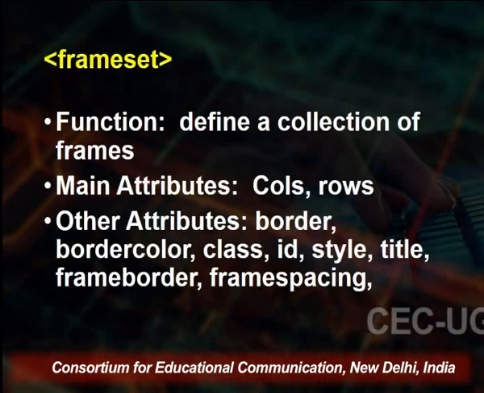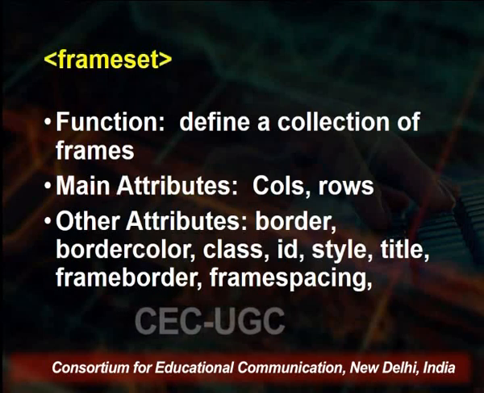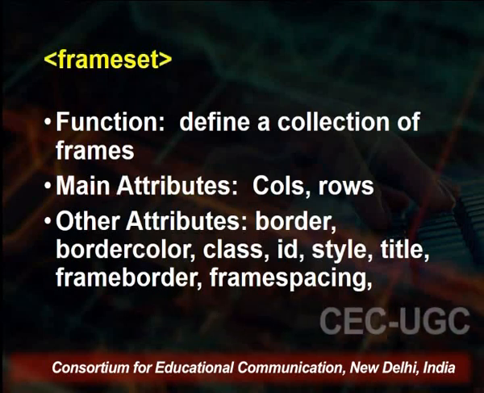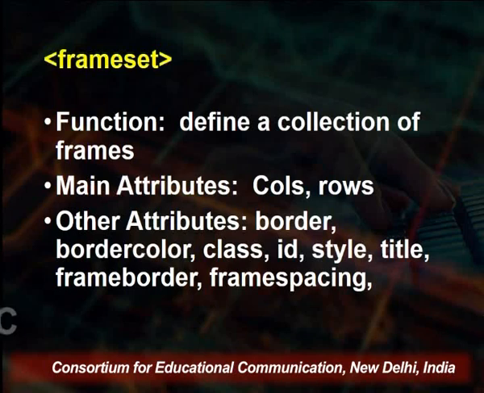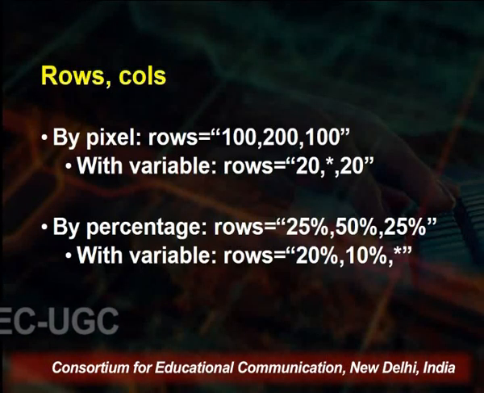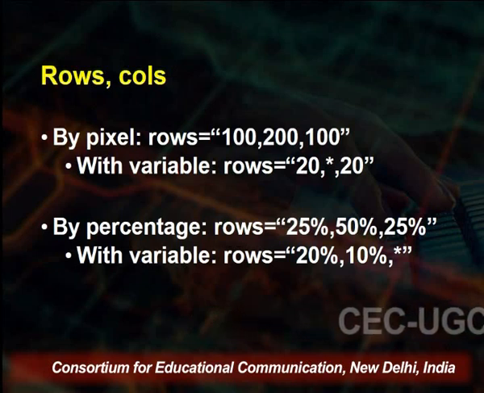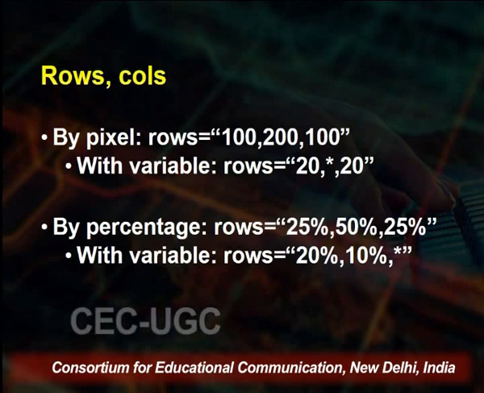Besides this, the main attributes of course are the rows and the cols attributes in the frameset, but we will use other attributes also, like the border color, the class attribute, the ID attribute, style attribute, title attribute, the frameborder and framespacing attributes. So, as I just said, you can define by pixel, you can define the rows with percentage, or you can define with variable rows like 20, 10 and star.